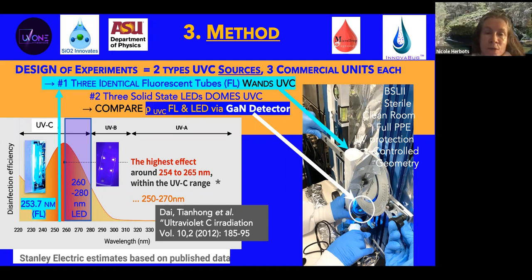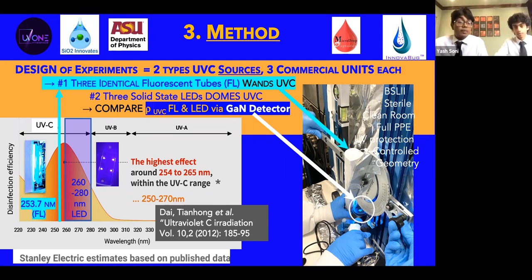And how is that going to affect the sterilization efficiency? So what we found is that the LEDs had a range of 260 to 280 nanometers, but the fluorescent tube had 253.7 nanometers.